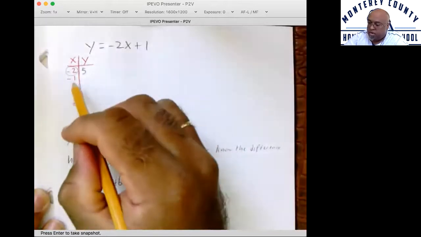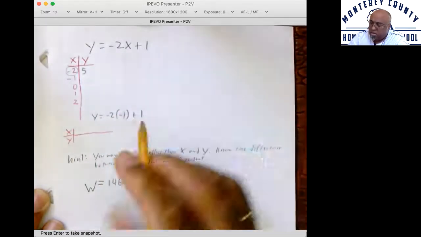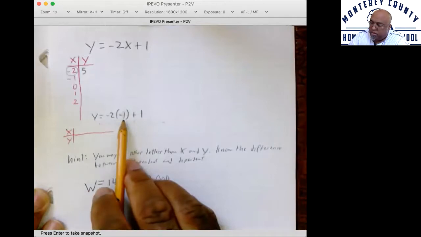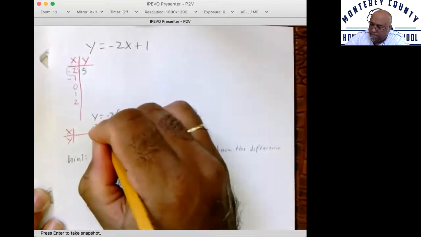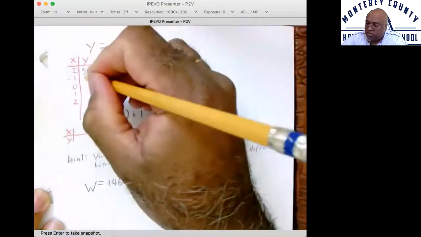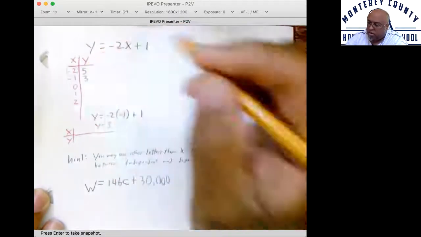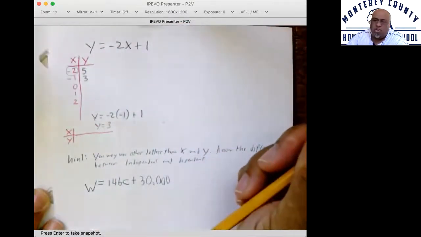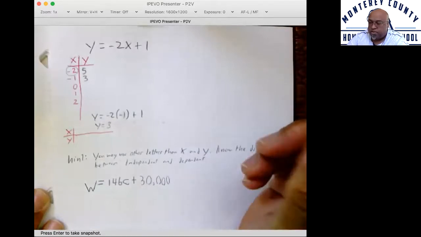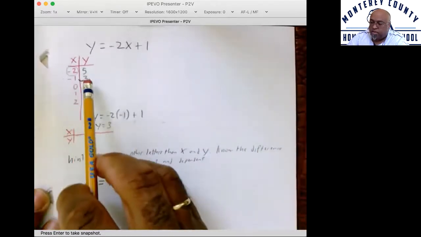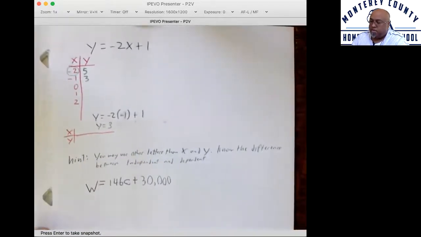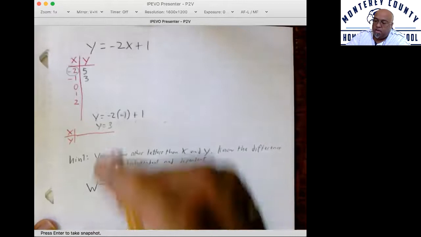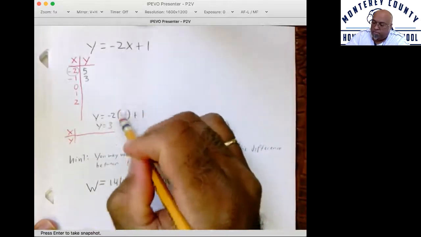Now let's do -1. -2 times -1 would be +2. +2 plus 1 is 3. So if x is -1, then y is 3. And that shows the cause and effect relationship. If the cause is -1, then the effect is 3. Because remember, I said that your x value is your independent variable, the one that's causing something to happen. Your y value is the dependent variable.